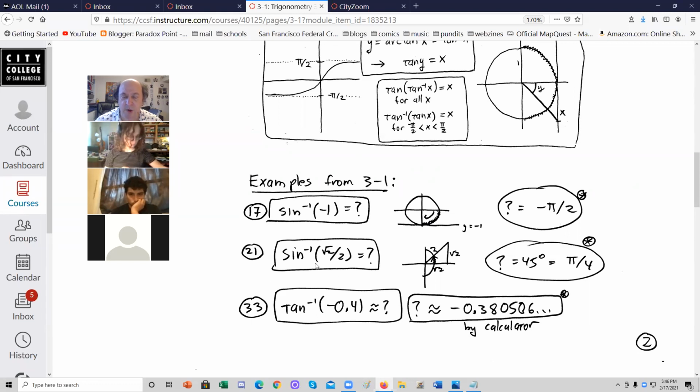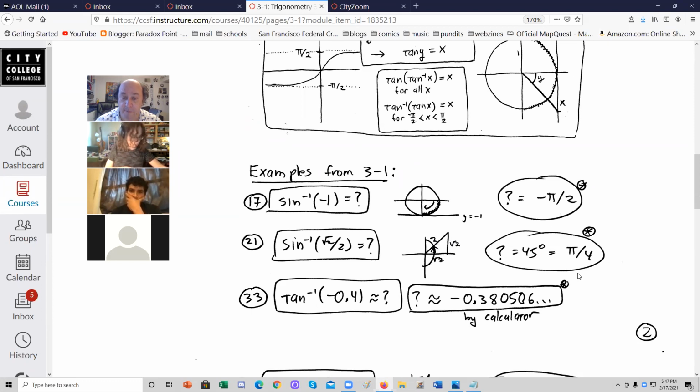Arcsine of √2/2 is what? Okay, well, we look for an angle between minus pi halves and pi halves whose sine is √2/2. So here we draw a right triangle. This side is √2, this side is √2, this side is 2, a 45-degree angle. So this angle is 45 degrees, or pi over 4.